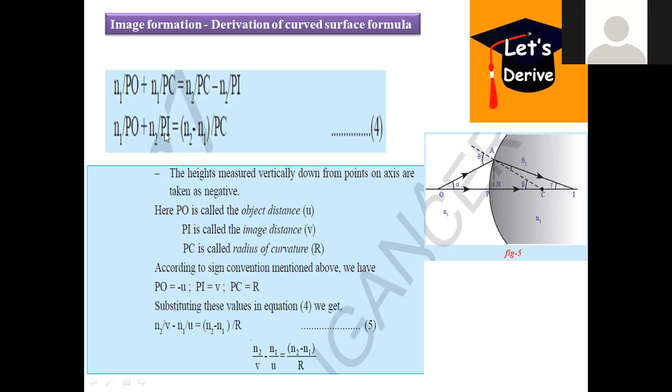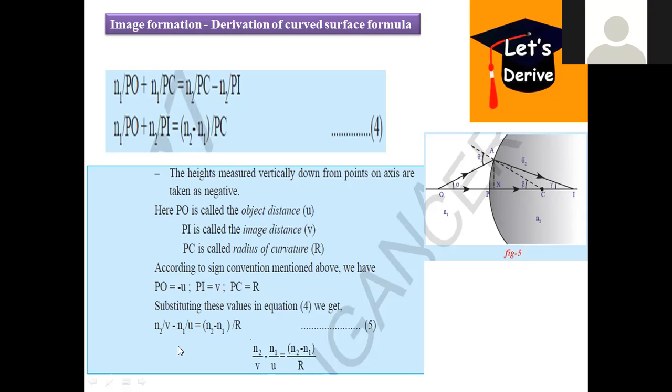Let us introduce these terms in this equation. Already we know the sign conventions. Inside the medium, all the parameters are positive. Outside, they are denoted with the negative sign convention. So PO is denoted with minus U, PI is denoted with V, since PI is the image distance, and PC is the radius of curvature.